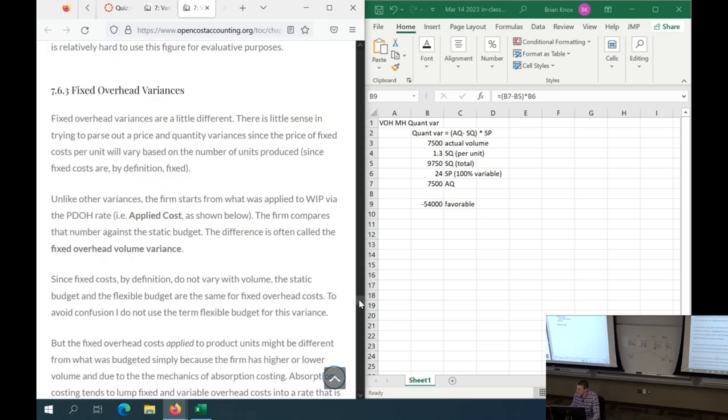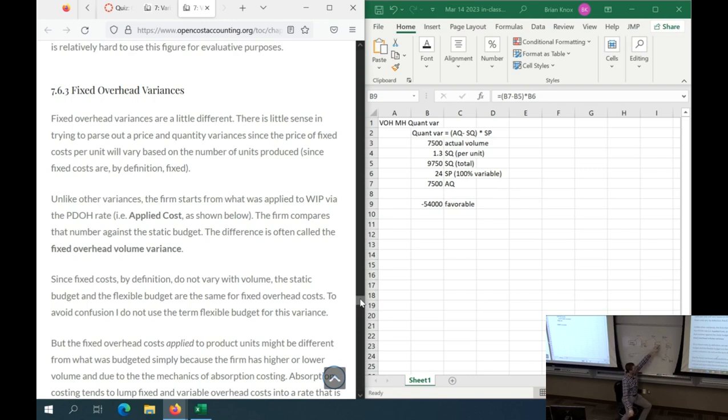All right, fixed overhead variances. Now look, the fact of the matter is, I believe a number of textbooks teach overhead variances using a three variance model. I'm teaching a four variance model. So you can either take actual fixed overhead costs minus budgeted fixed overhead costs in the static budget, and that's your fixed overhead variance. That's it. That's your third overhead variance. You have the two for variable overhead, and you have one for fixed overhead.